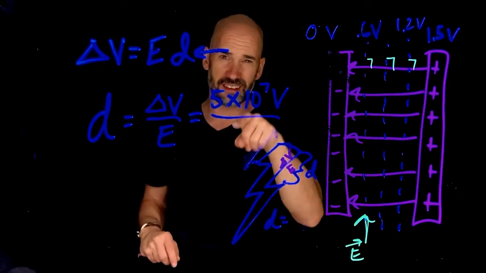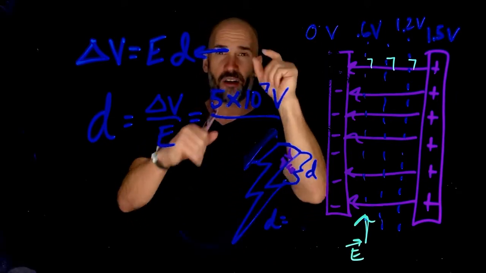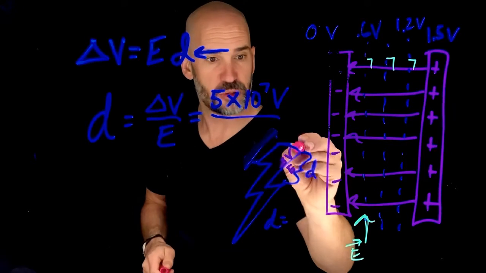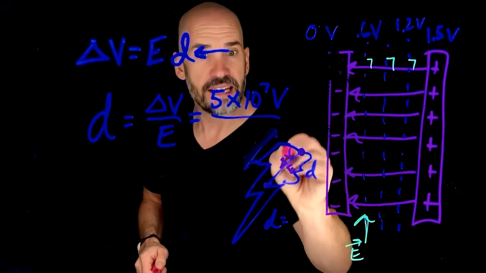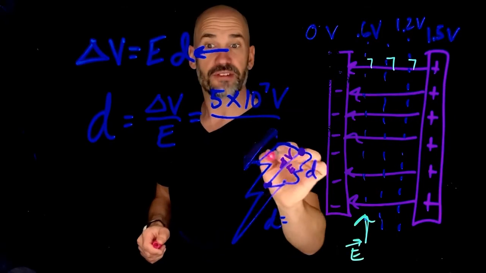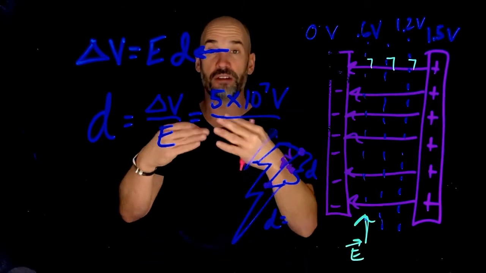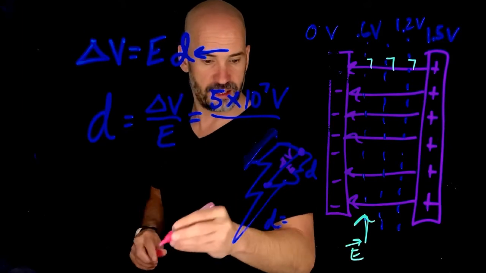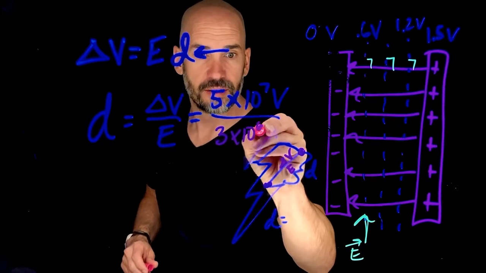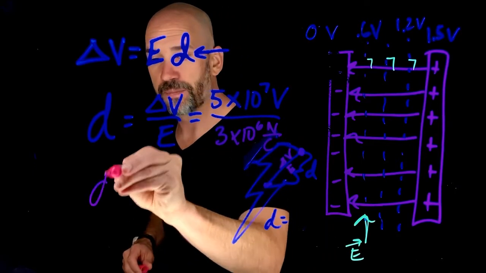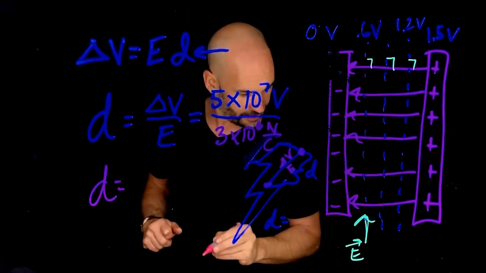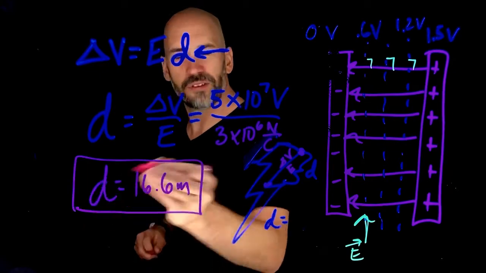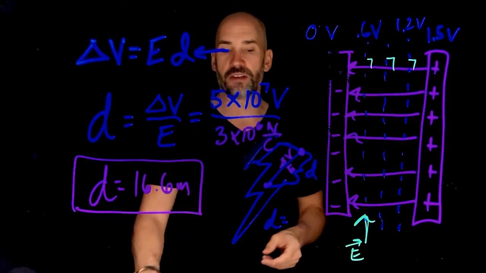And you can see it in the picture here, how this lightning is all super jagged, right? How big are those little jagged chunks? So we have the potential difference. It's 5 times 10 to the 7 volts between here and here. And so the electric field that's required to be strong enough for electrons to jump there, to break through that air, is 3 times 10 to the 6th newtons per coulomb. And if I put that in my calculator, I get a value of 16.6 meters.